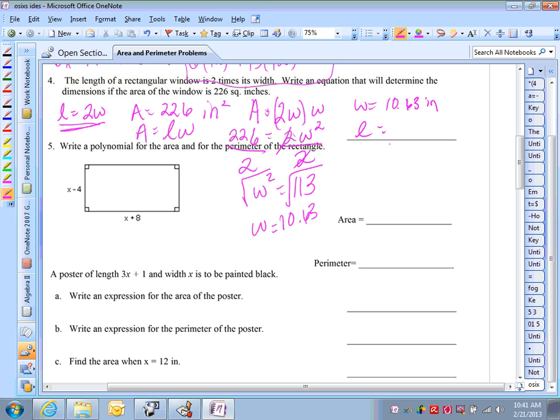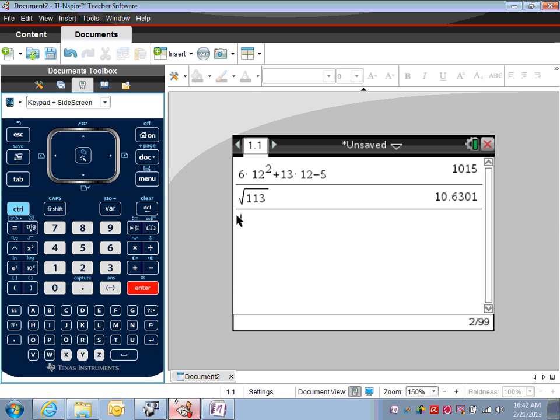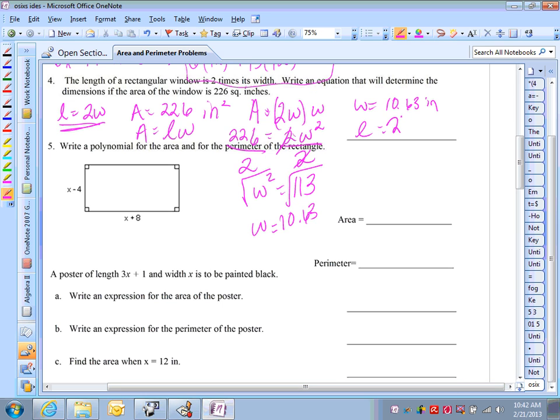And the length is 2 times the width. So all I do is go back into my calculator and multiply the width value by 2. So my length is 21.26 inches. And now we found the dimensions of that rectangle.